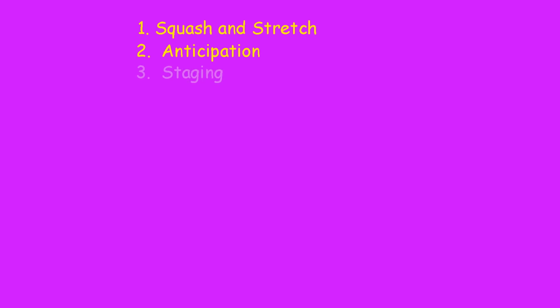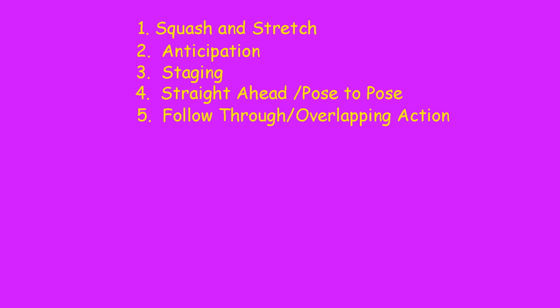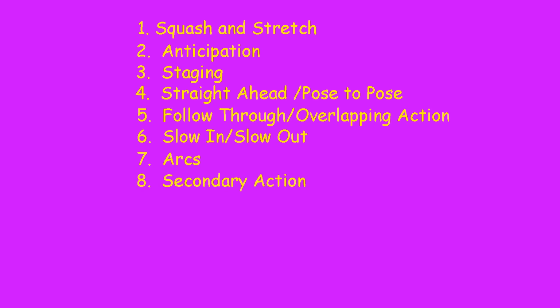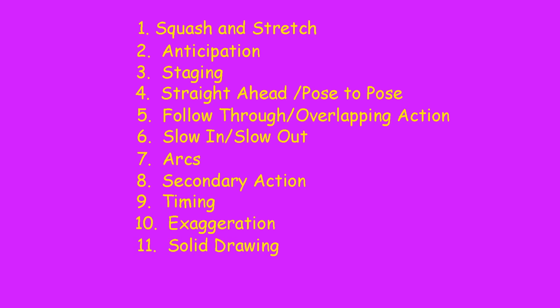So just briefly, guys, the 12 principles of animation are squash and stretch, anticipation, staging, straight ahead versus pose to pose animation, follow through and overlapping action, slow in, slow out, arcs, secondary action, timing, exaggeration, solid drawing, and appeal. So those are the 12 principles.